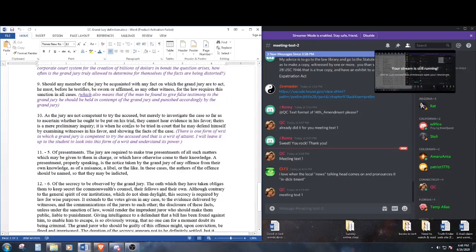As the jury are not competent to try the accused, but merely to investigate the case so far as to ascertain whether he ought to be put on his trial, they cannot hear evidence in his favor. Well, again, there's no set rules for grand juries, so they can go both ways if they want to. It's really up to them. Theirs are a mere preliminary inquiry. That's true. It is when he comes to be tried in a court that he may defend himself by examining witnesses in his favor and showing the facts of the case. Yes, that's true as well.